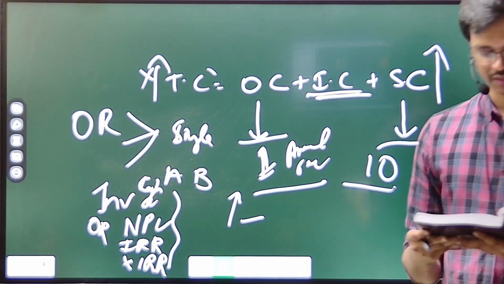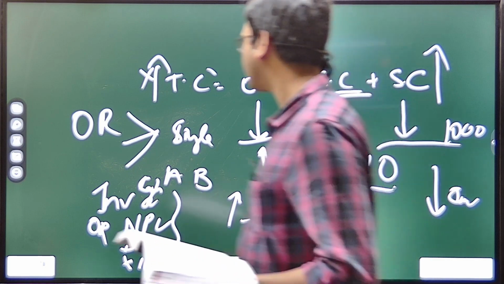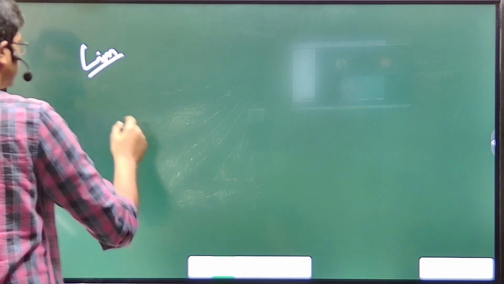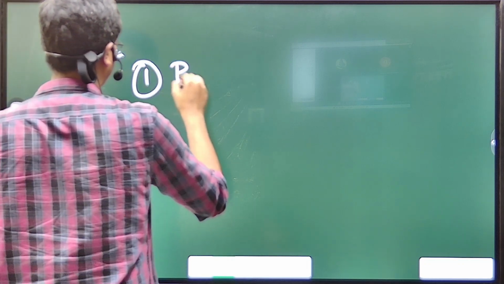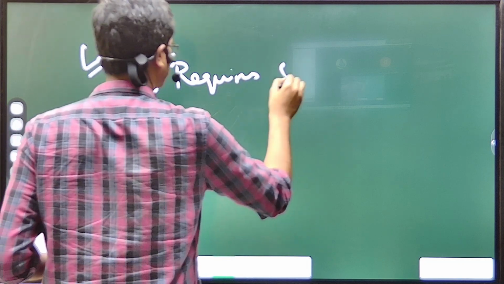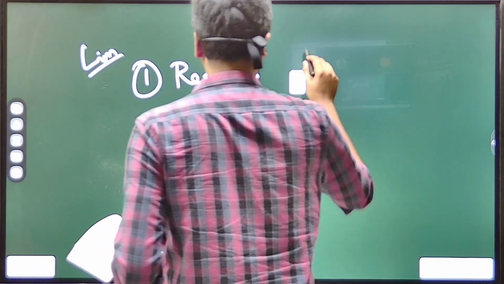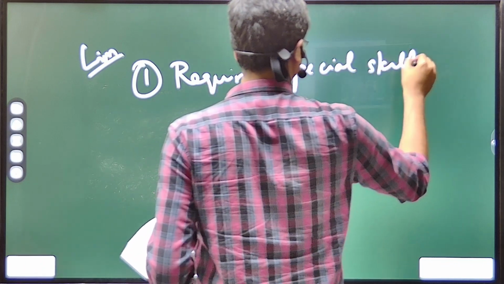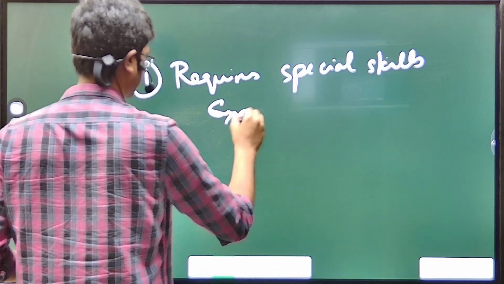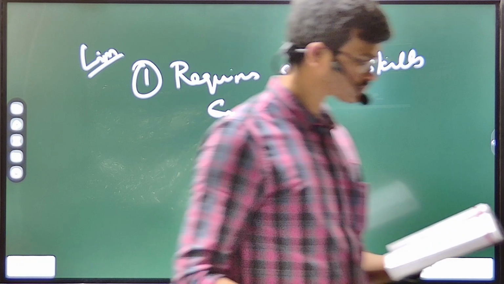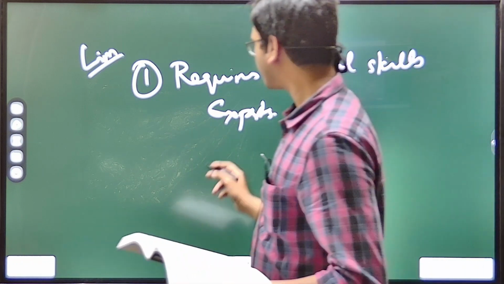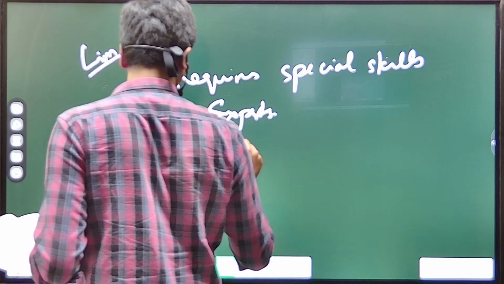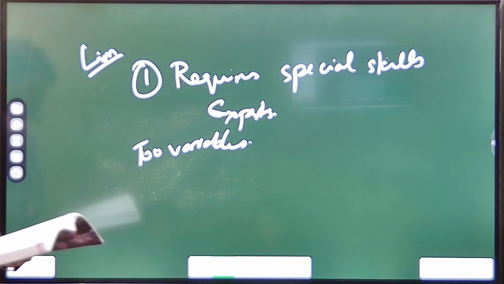You can go through the limitations. So as I was saying, in the limitations, basically it requires very special skills. It requires special skills, so you need experts. And also if you have too many variables, it will be very challenging.